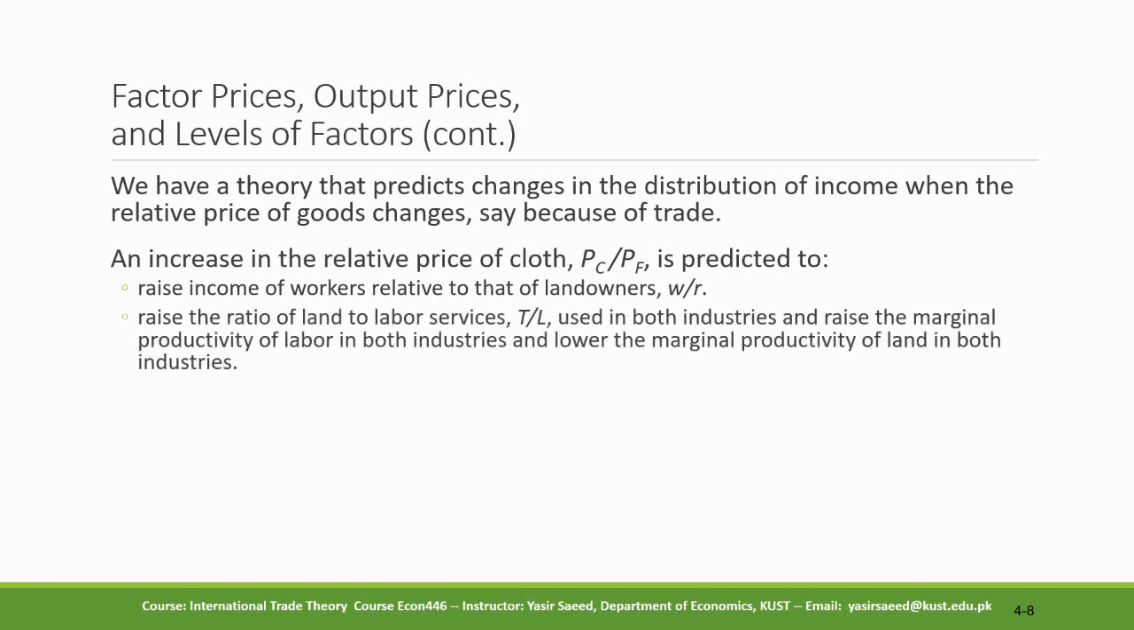Then it raises the ratio of land to labor services. The input utilization will also change. We will use that input more which costs less. When we increase wages, then labor is expensive, so we will be using more land. And it also raises the real income of workers and lowers the real income of landowners. This can be explained by the Stolper-Samuelson theorem. This is what the Stolper-Samuelson theorem predicts.